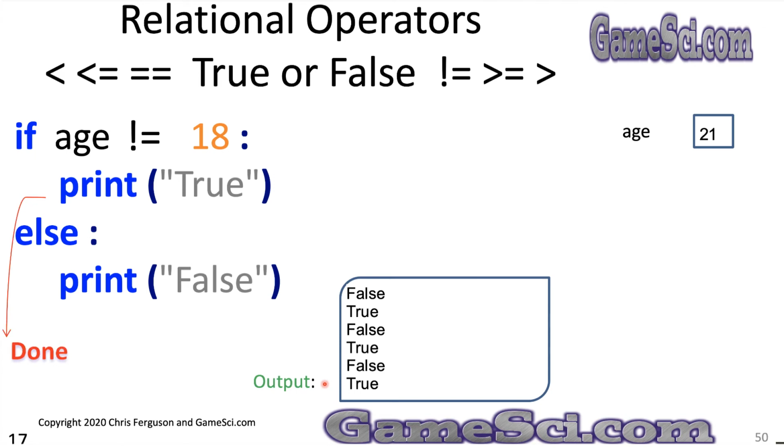We skip past the else. So there you have it. There's relational operators. All relational operators basically do two things. A, they compare the relationship between two values or two variables, and then they return true or false based on that relationship. That's why they're called relational operators. Tell me how this variable relates to that value. Send back a true if it's not equal to. Send back a false if it is equal to.